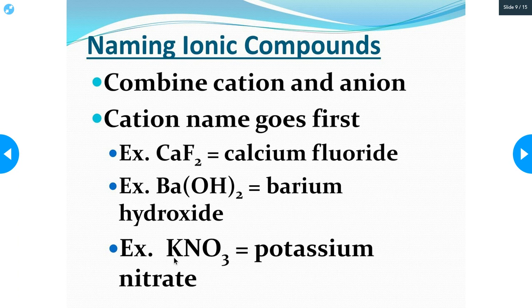Same thing down here. We have K, N, and O. We have 3 different elements, therefore we have a polyatomic ion. And most of our polyatomic ions are going to be anions. So you're going to be looking for the end of the formula. And so NO3 is just nitrate.